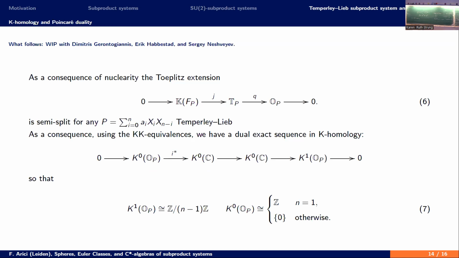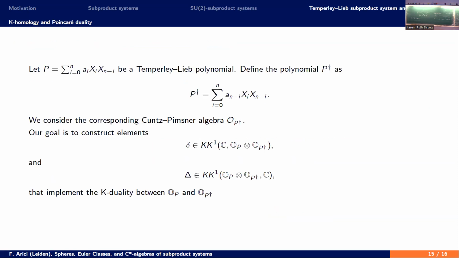Okay, so I'll just sum up with what we are currently doing with Sergei, Eric, and Dimitris, which is that you can compute the K-theory and K-homology groups, and what we are noticing is that we can define K-duality or Poincaré duality, if you want, between Cuntz-Pimsner algebras of a certain polynomial and the Cuntz-Pimsner algebra of a dual polynomial, which is just a polynomial where you put in position i the coefficient that in the other polynomial was in position n minus i. And the proof that we're working on is pretty much generalizing the one of Kaminker and Putnam for Cuntz-Krieger algebras to this different setting.